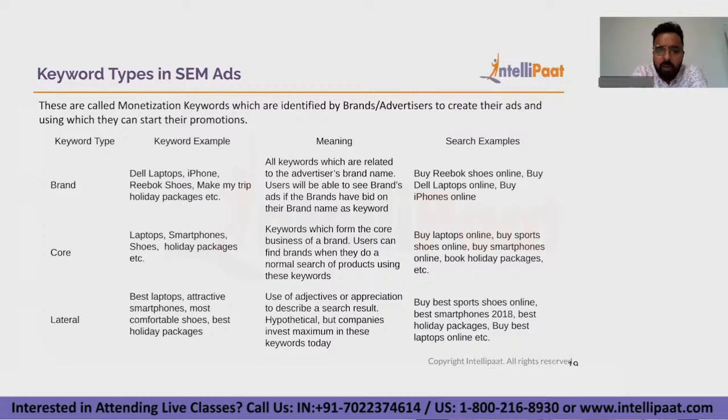Best laptops, or best looking smartphones, or attractive smartphones, comfortable shoes. So not only is there a category mentioned, but there is something specific about that category that the customer is looking for. For example, when he searches comfortable shoes, he is definitely looking for shoes that index highly on comfort. Most probably that person is not looking for a high-heeled shoe, for example, right? It's very clear that it is being searched with a particular intent within the category. Now, this is called lateral keyword. So there is an adjective or a description or an appreciation about the search result.